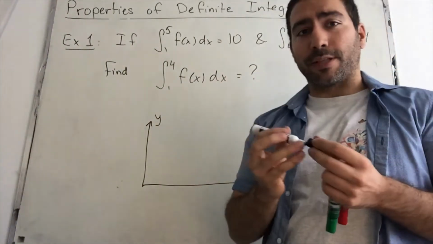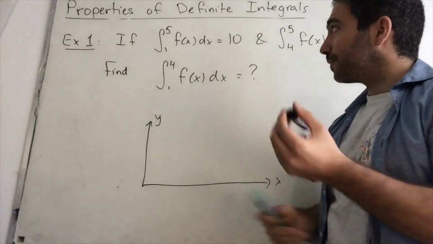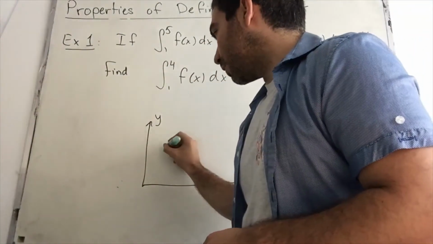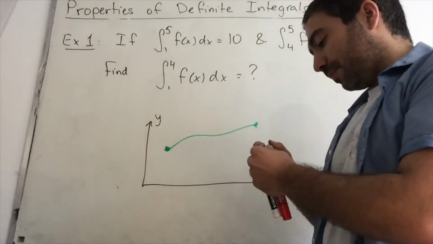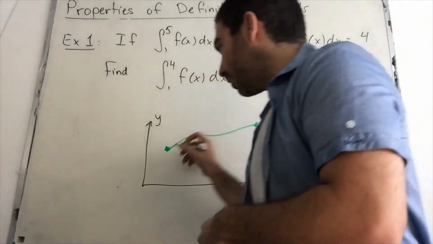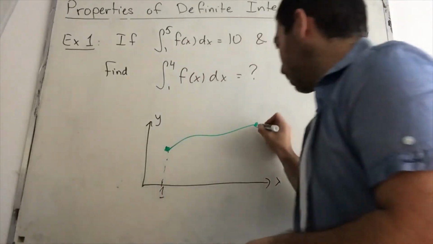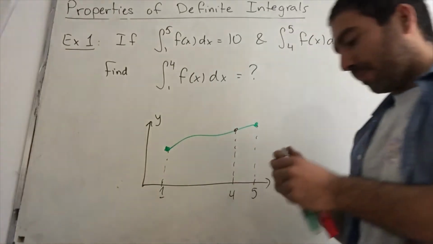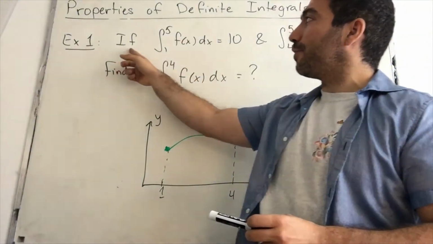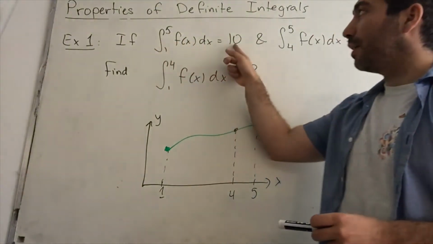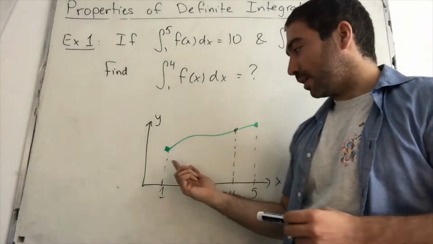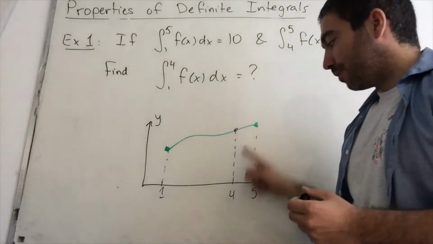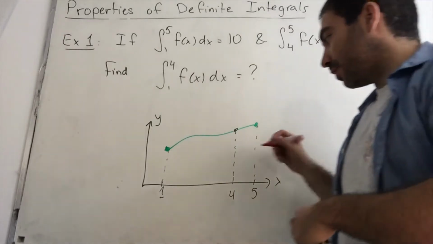So I don't know what the function f of x looks like, but let's go ahead and just sketch some function. And we're going to sketch it from 1 to 5. So let's say it's here, it goes to here. This x value here is 1. This is 5. And let's put 4 over here. So the first bit of information that's given is that the area from 1 to 5 is 10. So the whole thing, the entire area is 10. And it tells us the area from 4 to 5 is 4. So the area underneath the curve from 4 to 5, this area here is 4.